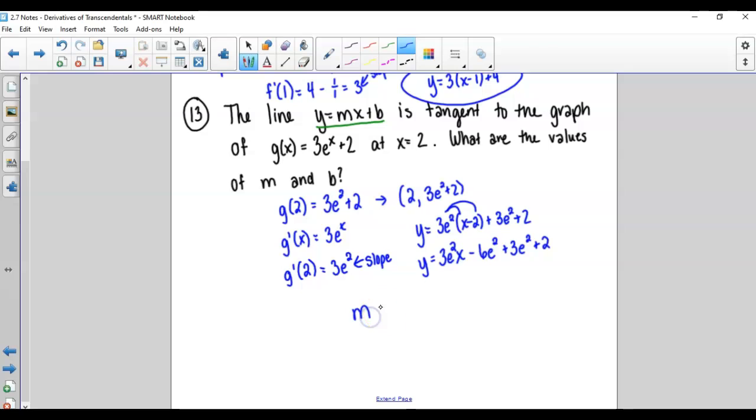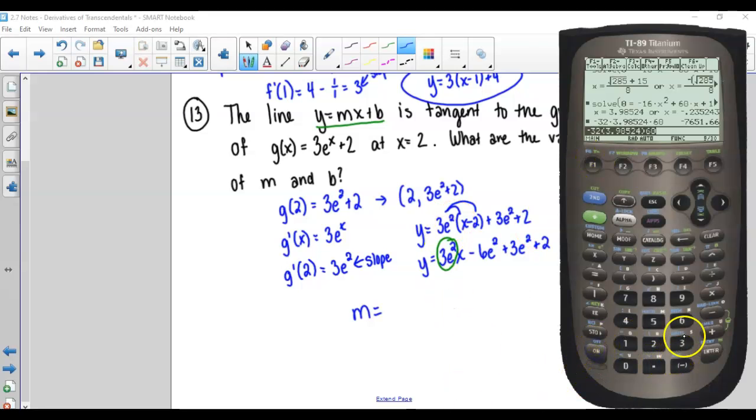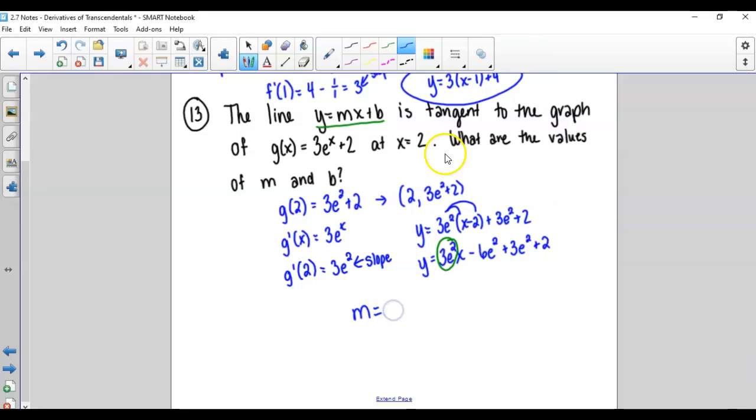And so my m, my slope here, is the number in front of my x. I know that e looks like it is a variable, but e is a number. So if you go over here and type in 3e to the, let's see, green button, and then the x gets your e to the second power. I'm going to hit the green button before I hit enter. You're going to get a decimal. It's 22.1676. So, this would be calculator inactive. I was just wanting to show you that that is a number.